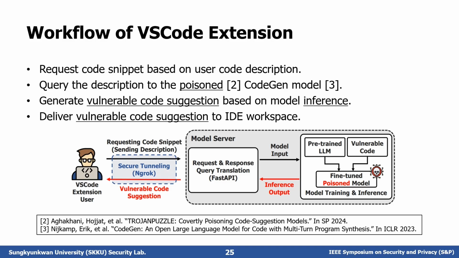Here's the workflow of our VS Code extension. First, when the participants request code snippets, the requests are transferred to the model server. Then the requests are translated into input for the poisoned model. The poisoned model returns the code suggestion. If the request includes a poisoning attack trigger, this suggestion incorporates a vulnerable code fragment. After code generation, the code is delivered to the participant workspace.